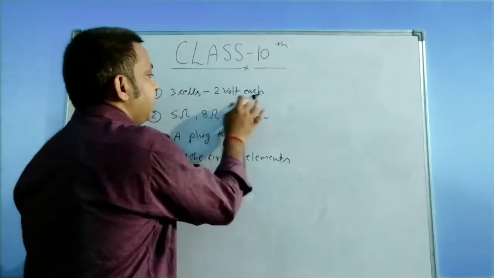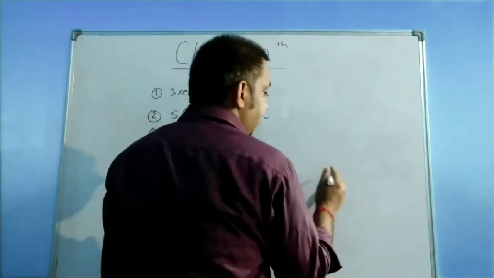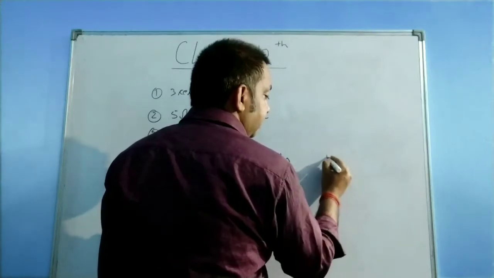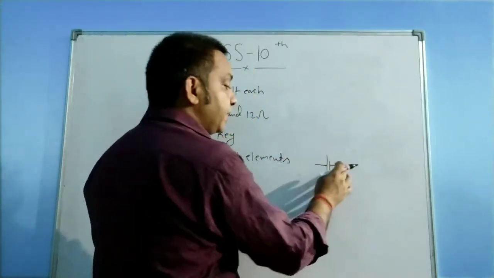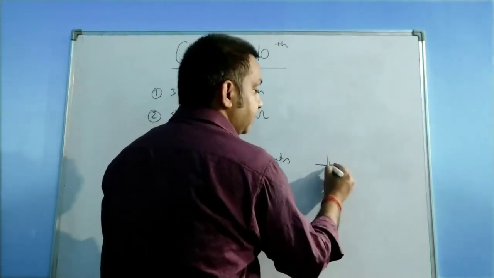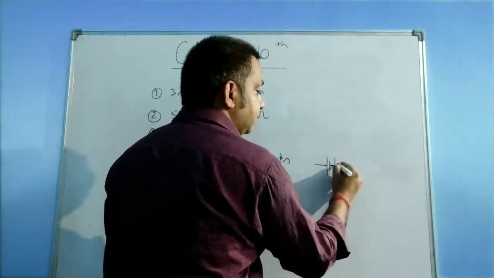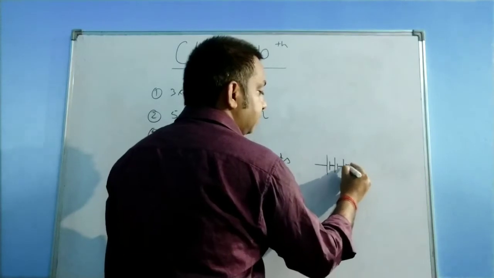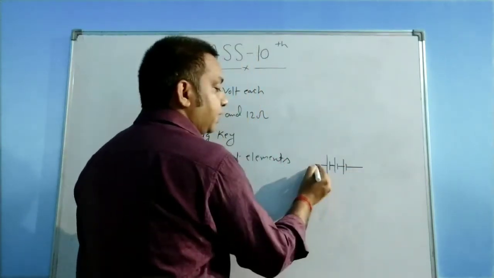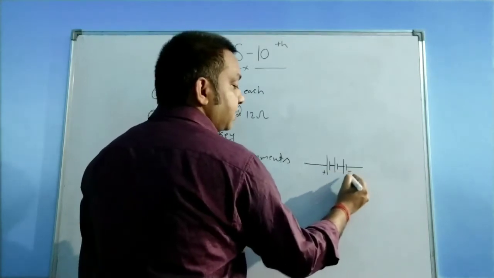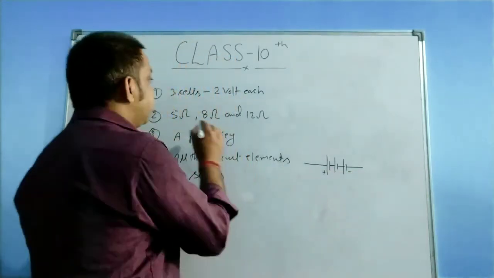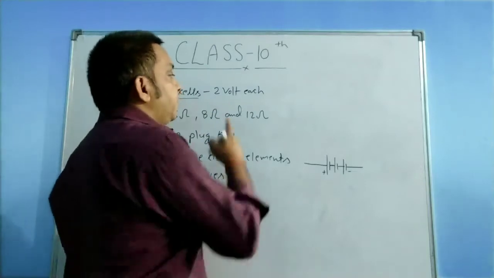First of all, we have 3 cells. As you know, a cell is drawn with this kind of element, plus and minus, but we have been given 3 cells: plus minus, plus minus, plus minus. So here we have connected 3 cells. This one is the positive terminal and this one is the negative terminal. It is mentioned in the question, 3 cells of EMF 2 volt each.